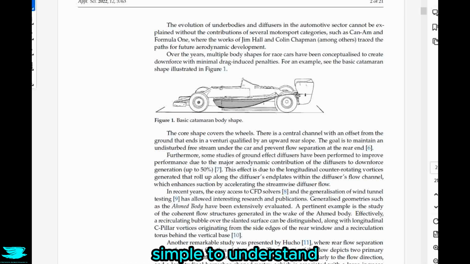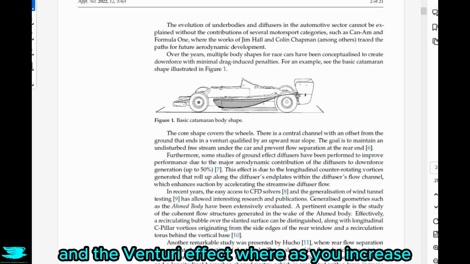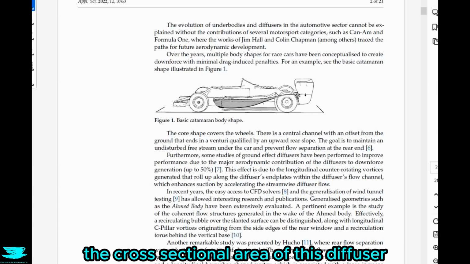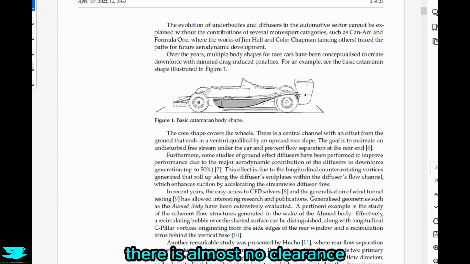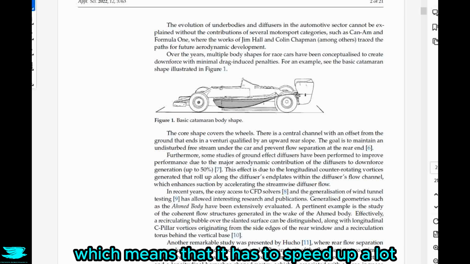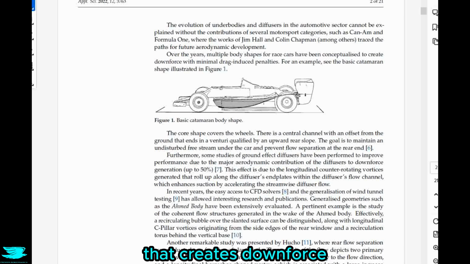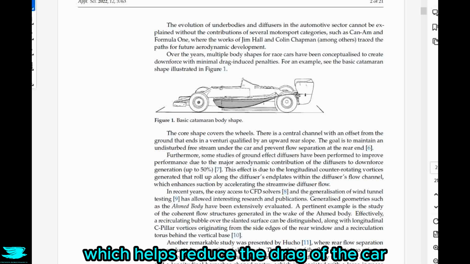This basic diffuser is quite simple to understand. It literally takes advantage of Bernoulli's principle and the venturi effect, where as you increase the cross-sectional area of this diffuser, the velocity reduces and the pressure increases. So under the driver's feet, there is almost no clearance between the ground and the start of the diffuser. It's very close to the ground. As such, the flow is forced to go through a small opening, which means that it has to speed up a lot. As such, the pressure then drops. That creates downforce. As the flow makes its way to the rear of the car, the cross-sectional area increases more and more, and that increases the pressure, which helps reduce the drag of the car.